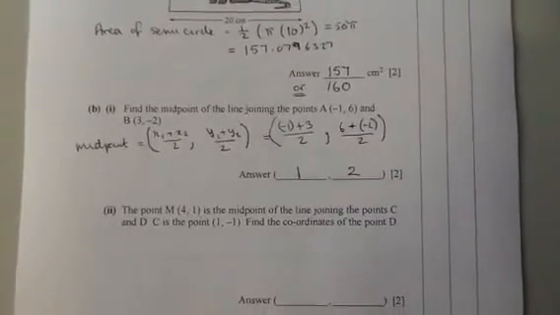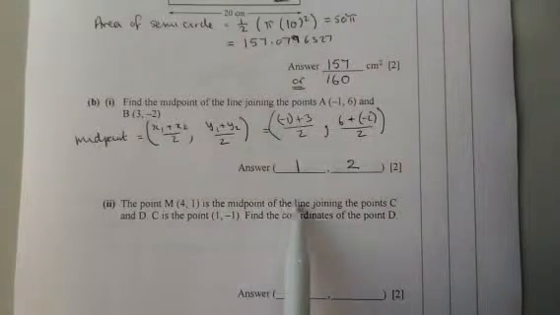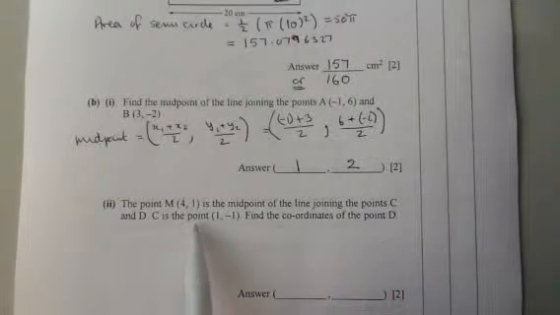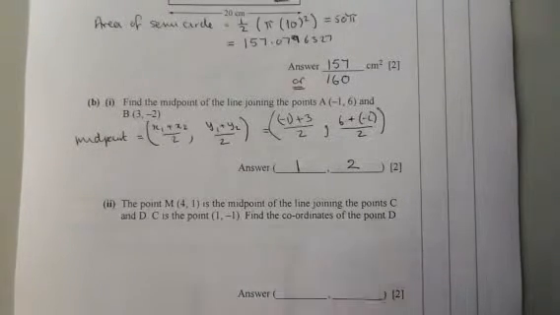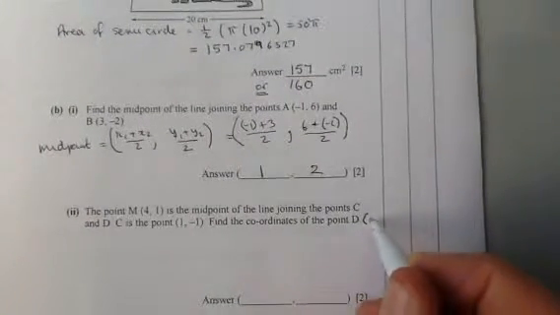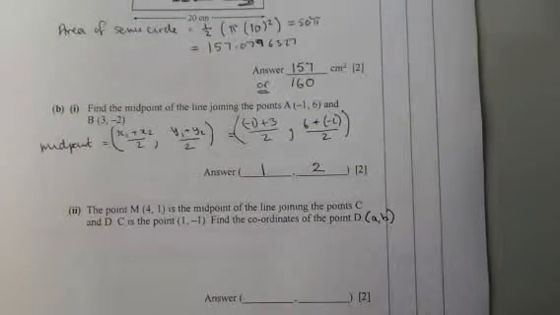Okay, the last part then. It's a very similar sort of question. The point M is the midpoint of the line joining the points C and D. C is the point 1, minus 1. Find the coordinates of D. Okay, so we're going to say D has coordinates A and B. We don't know what they are, that's what we have to find out.